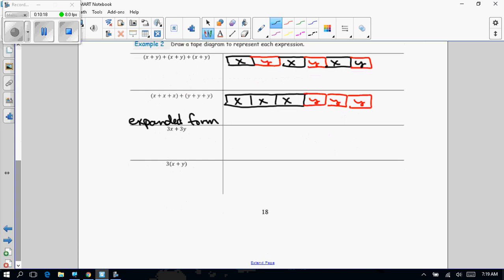Versus 3x plus 3y. If you notice, 3x plus 3y is going to look the same way. There's 3x, here's 3y's, right? 3x plus 3y. Okay, 3x plus 3y, written this way, even though the tape diagrams are identical, this one is called the standard form.